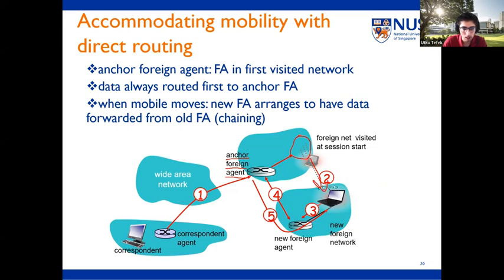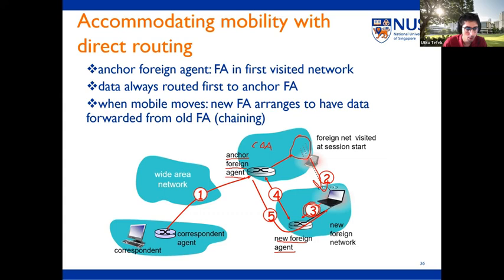What happens here? So in step 2, the mobile node moves to a new foreign network, and it registers with the new foreign agent in number 3. After that registration is done, this new foreign agent informs the anchor foreign agent. Okay, so it provides the anchor foreign agent with the new care of address of the mobile, provided by the new foreign agent.